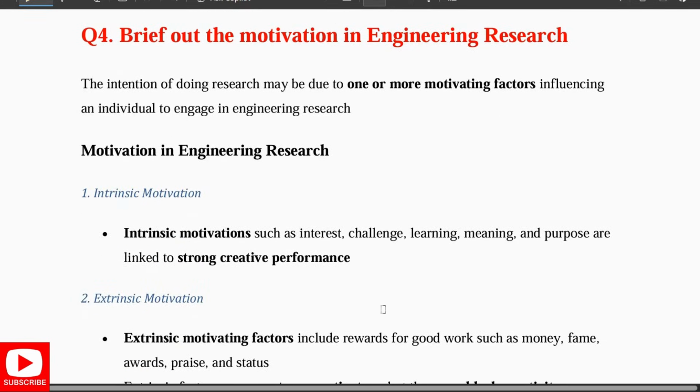Coming to the motivation. Motivation is the intention of doing research, which may be due to one or more motivating factors influencing an individual to engage in engineering research. Firstly, there is intrinsic motivation, that is, from inside. Inside a person there is an interest in doing something, a challenge, learning, meaning and purpose. These strongly lead to creative performance. So these types of factors come under intrinsic motivation.